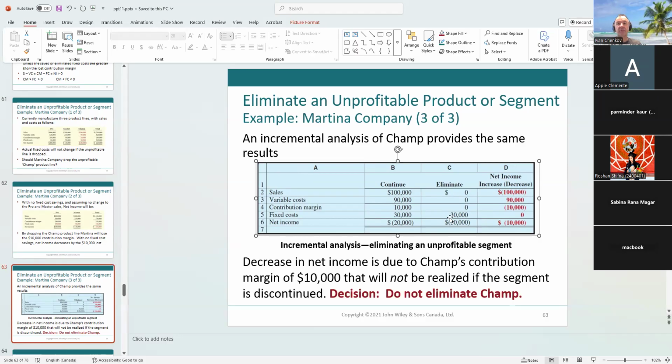So basically, if you continue with the champ, that's going to happen. If we eliminate the champ, fixed cost will disappear. Sorry, fixed cost is going to stay. Sales will disappear. Variable cost will disappear. Contribution margin will disappear, but the fixed cost stays. So in reality, you're losing the sales, you're saving on the variable cost, but you're losing $10,000 on the contribution margin. Now watch this. The contribution margin loss is more than the fixed cost saving. So you're losing money.